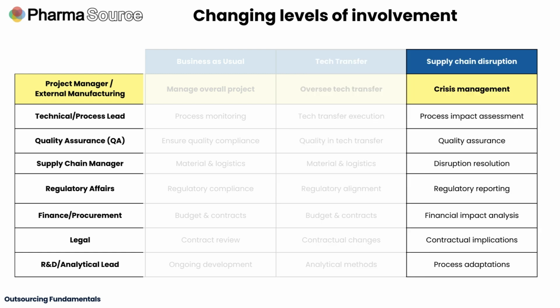And at a time of supply chain disruption, the technical and R&D team might be needed to conduct impact assessments and adapt processes. Supply chain will need to be involved with resolving the disruption. Procurement and legal teams will likely need to be involved both with the current contract and in alternative sourcing options.